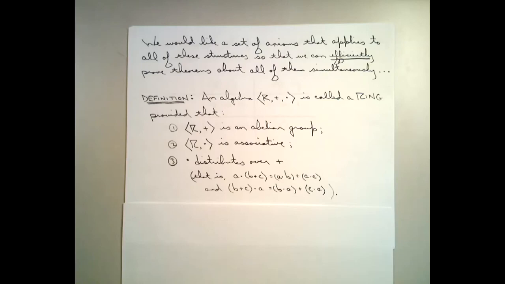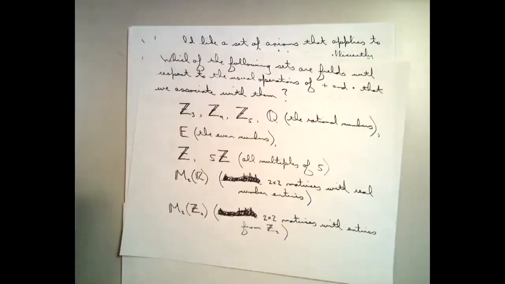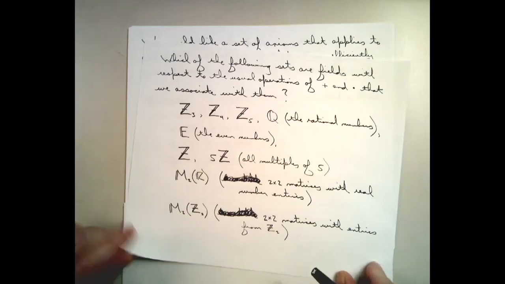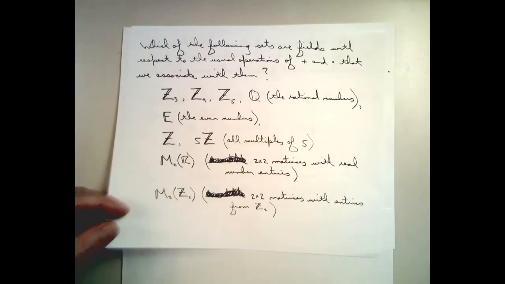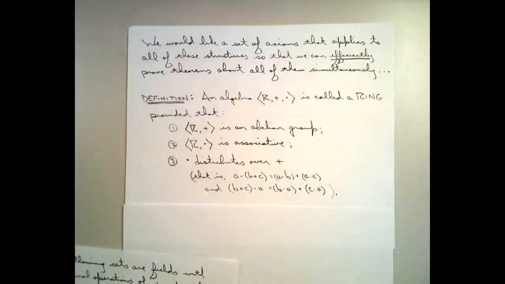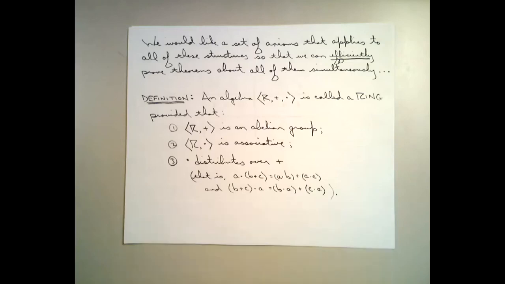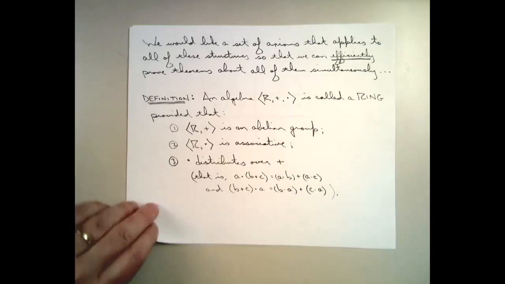So anything that we can prove about a ring, we have proven about all of these and many other structures all at the same time. We don't have to individually prove something about each one. We know that they all satisfy these properties of a ring. So by focusing on the properties and proving things about structures that satisfy those properties, we are proving results about many, many structures at the same time.